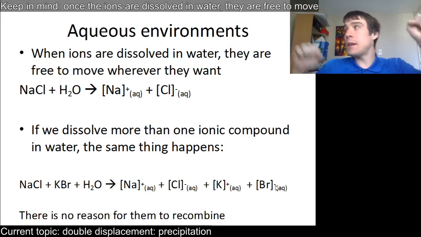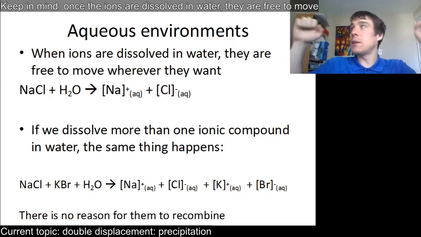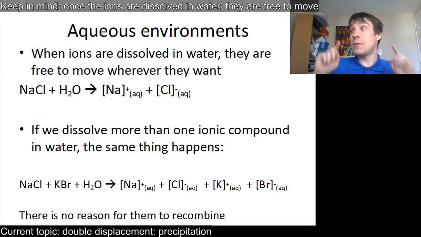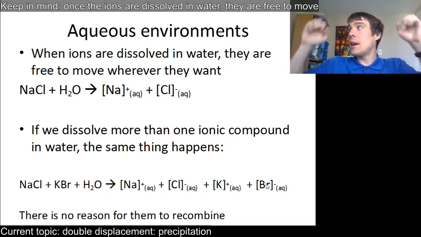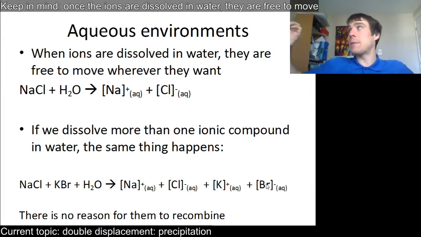And the sodium might get close to a potassium, and then they'll go away from each other because they're both positively charged. Chlorine might get near bromine, and they'll go away from each other because they're both negatively charged. But sodium might get near, say, bromine. They're positive and negative. They'll get stuck together, but then very quickly the water will rip them right apart.